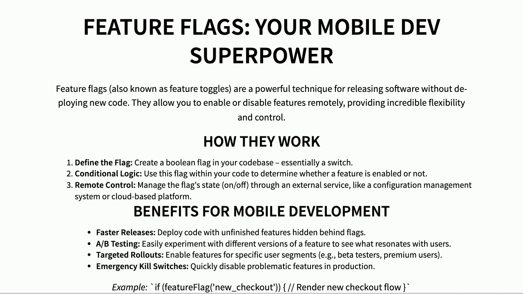You define a flag, then use it in your code to control whether or not a feature is shown. And the really cool part? You manage those flags remotely, meaning you can change them on the fly without deploying anything. This means faster releases, A/B testing to see what users love, targeted rollouts for different groups of people, and even emergency kill switches if something goes wrong. Think of it as having a remote control for your app's features.